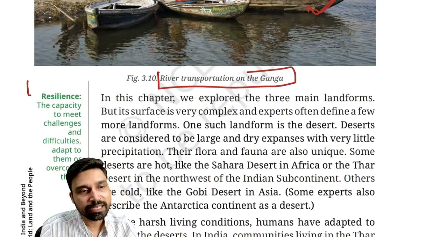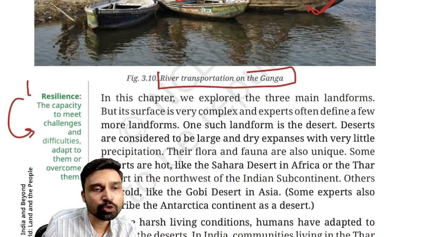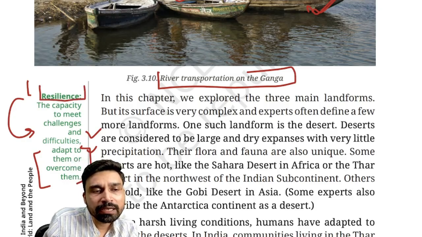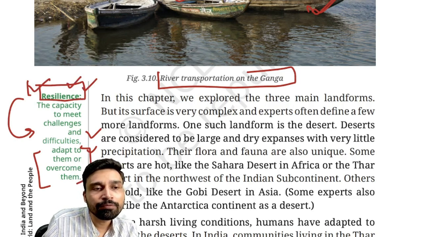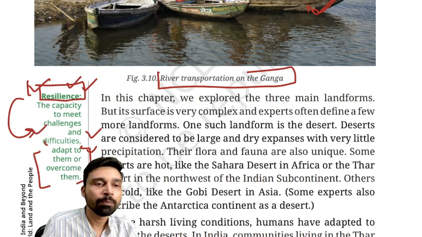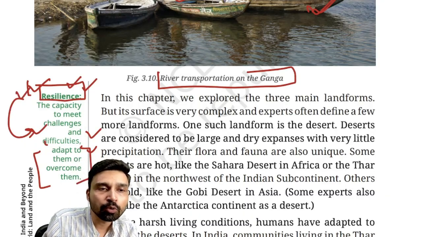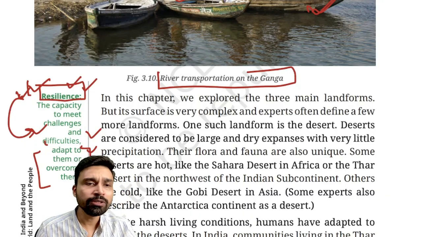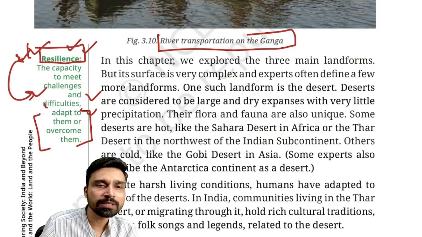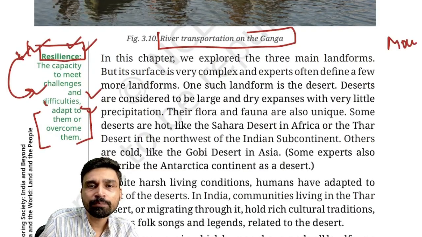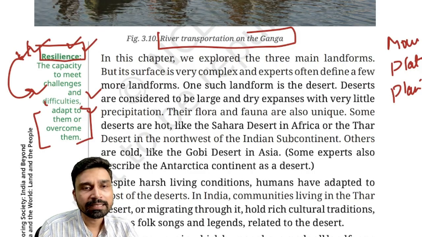The term is called resilience. Resilience is defined as the capacity to meet challenges and difficulties, adapt to them or overcome them. As we have seen in many parts of the world, whether it is mountainous landscape, plateau landscape or plain landscape, people face several challenges and difficulties, but they are able to cope and adapt to such challenges. Thus, what do they show? The answer is they show resilience. So in this chapter, we have explored three major landforms: the mountainous landscape, the plateau landscape, and the plain landscape.